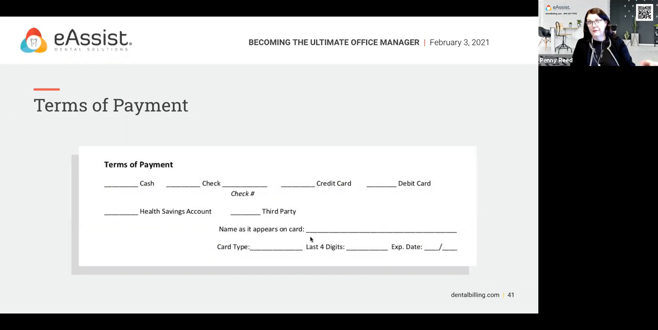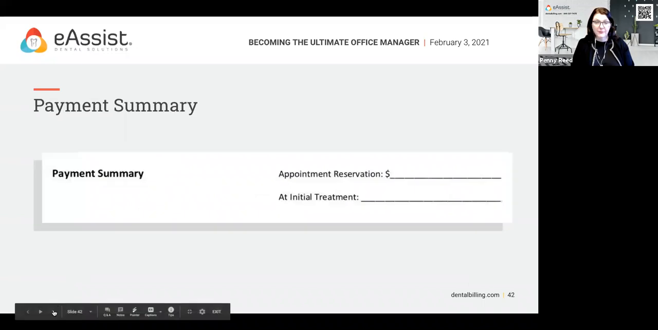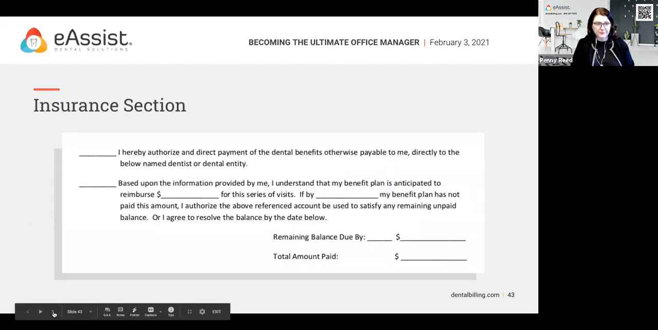And they're like, okay, then we can store that securely in our software system. I do not recommend that you store those in a recipe box in your office, although I've seen that happen before too. If you are taking an appointment reservation fee, either to reserve it because that's part of your office policy, or perhaps it's a sedation patient or a really lengthy appointment, you could put that amount in here, and then the amount that they're going to pay at initial treatment.